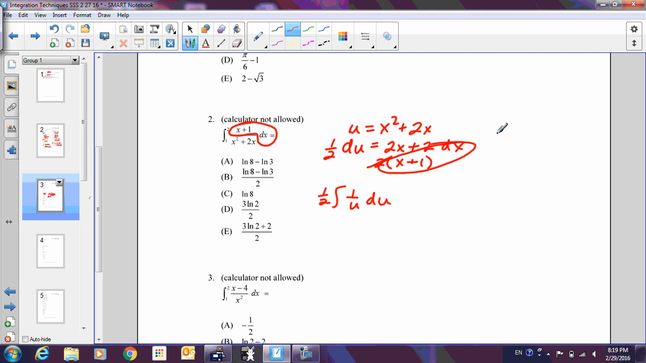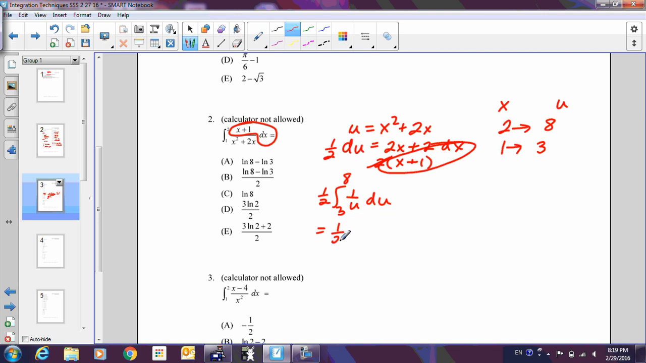Now this is the part where most people mess up. They forget about changing their bounds. So remember, these are x's, and we want to know what is the bound in u. So what is x squared plus 2x? Well, 2 squared plus 2x, that's going to be 8. And 1 squared plus 2x, that's going to be 3. So those are your new bounds.